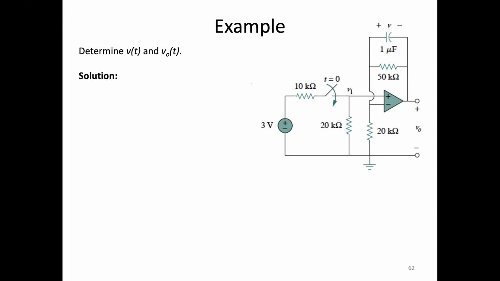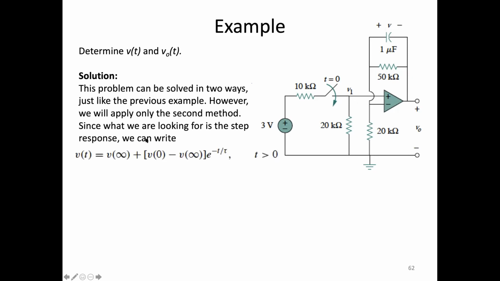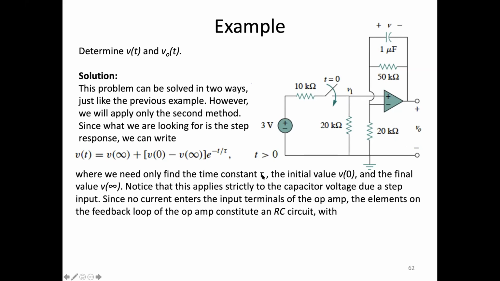So let's first draw this circuit right before that switch closes. We know that this is a step response, so our solution for V is going to have this form. Let's first find V and then try to convert that into V naught. So we need to find a time constant, the initial value of the capacitor voltage, and its final value, V infinity.